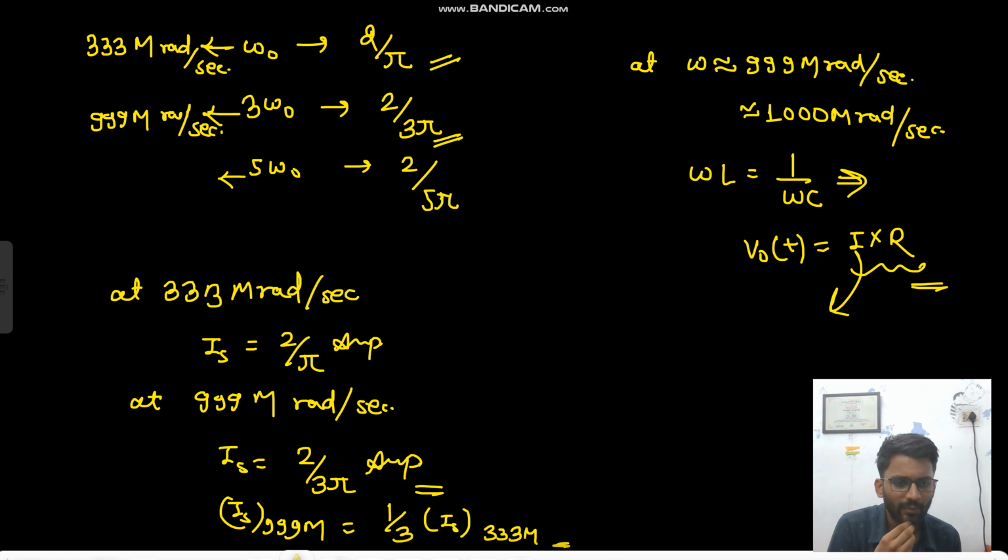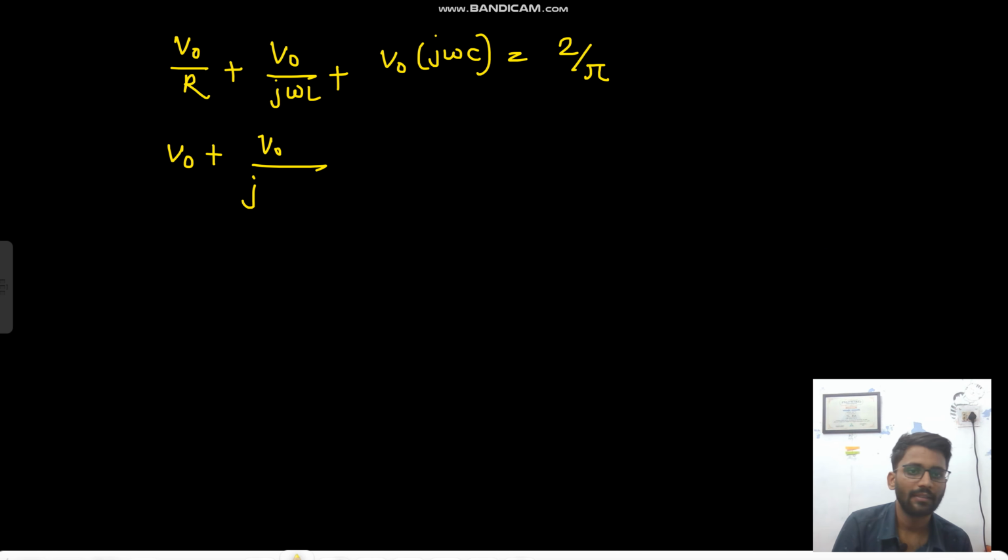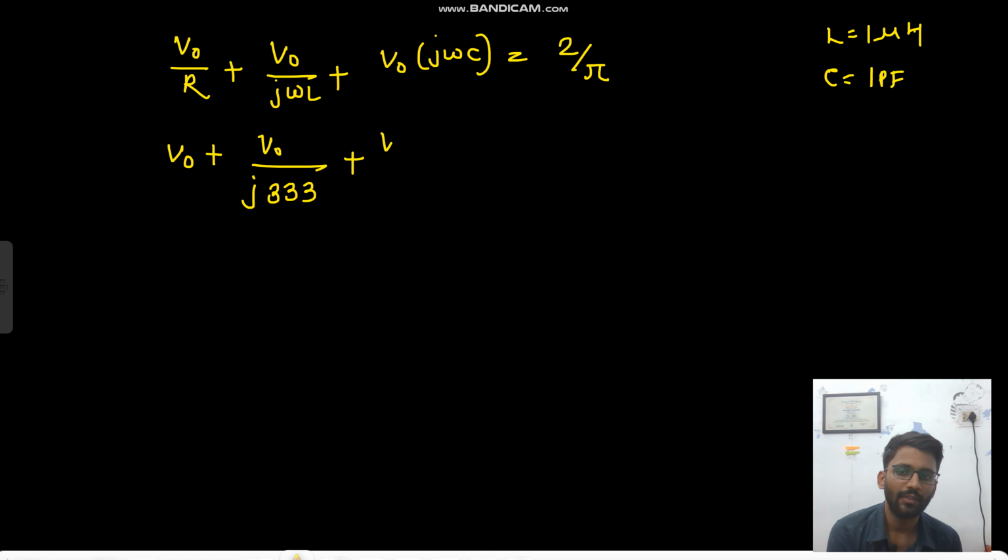333 mega. And what is L? L is 1 micro and C is 1 picofarad, and this is 1 Henry. So 1 micro and 333 mega. So it would be 333 mega into micro 1, right? Plus V naught J 1 micro into this. So it would be 333 micro, right?